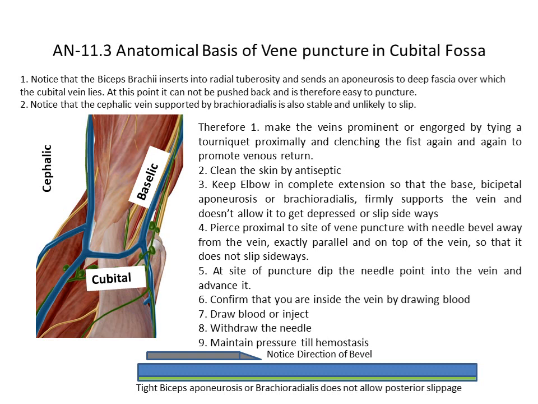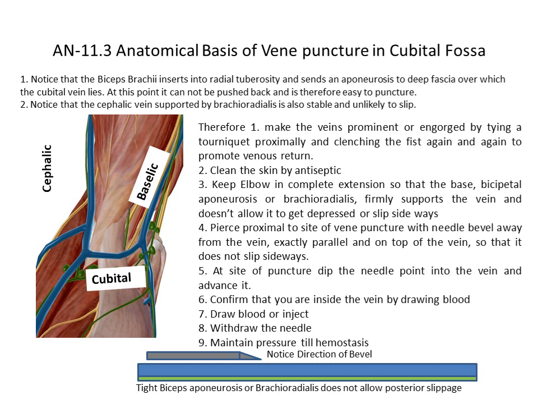Therefore, 1. You make the veins prominent or engorged by tying a tourniquet proximally and clenching the fist again and again to promote venous return. 2. Clean the skin aseptically. 3. Keep the elbow in complete extension so that the bicipital aponeurosis and brachioradialis firmly support the vein and don't allow it to get depressed or slip sideways.